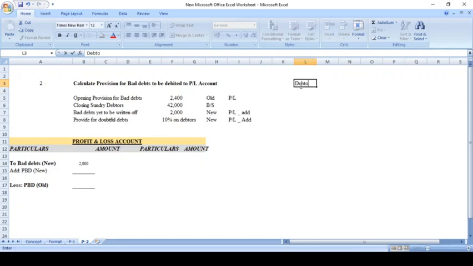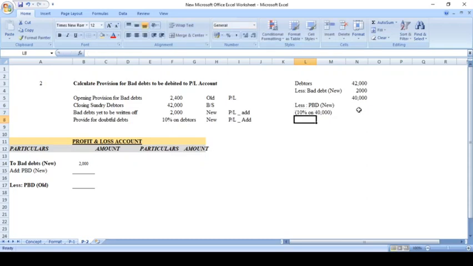So my working note is this way. I have my debtors, which is 42,000, and I have a new bad debt. Yes, I have a new bad debt. So I will have to deduct the new bad debt, which is 2000, to get my net debtors amount. So now my net debtors is 40,000, from which I will deduct the provision for bad debts, which is new. From this I can calculate the provision for bad debts, which is 10% on 40,000. So what's 10% on 40,000? It will be 4,000. To calculate only this amount we have done all these calculations. So my new provision for bad debt is 4,000.